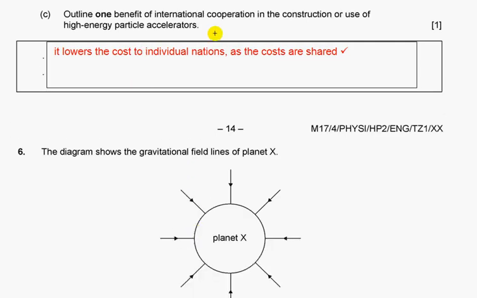Outline one benefit of international cooperation in the construction and use of high energy particle accelerators. It lowers the cost for individual nations as the costs are shared.